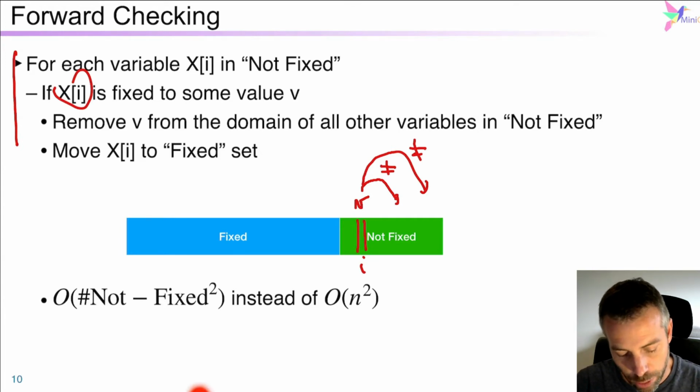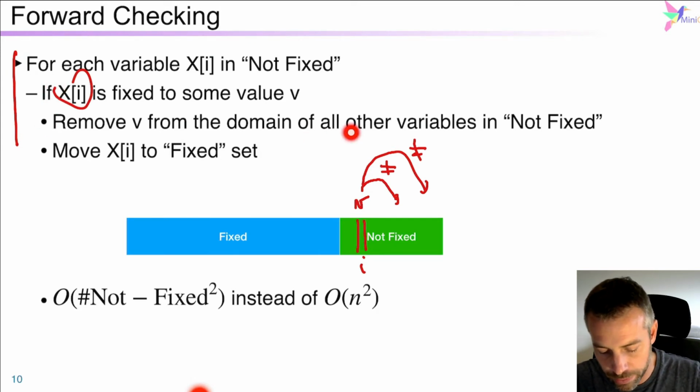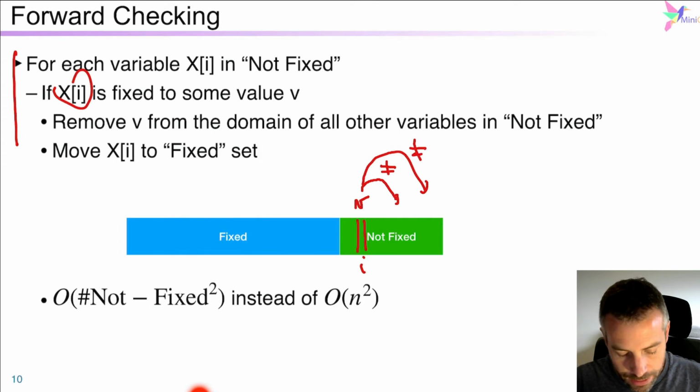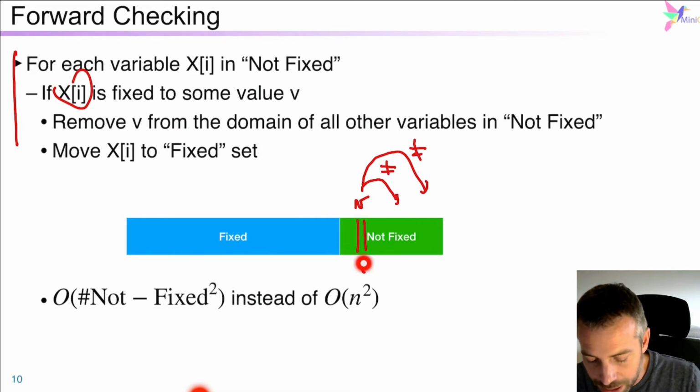And so the time complexity for this: clearly you have an iteration in the outer for loop, and whenever a variable xi is detected as fixed, you need to remove this value from the domain of all the other variables. So it means a time complexity of the order of the not fixed variables to the power of 2. That's much better than n squared, of course, because in most cases, as we will see next, this set is quite small in practice.